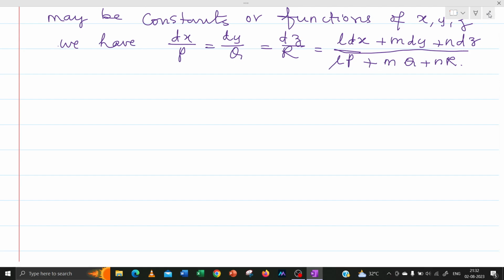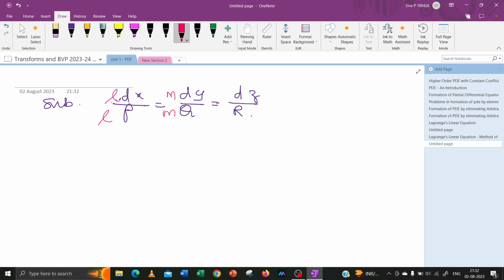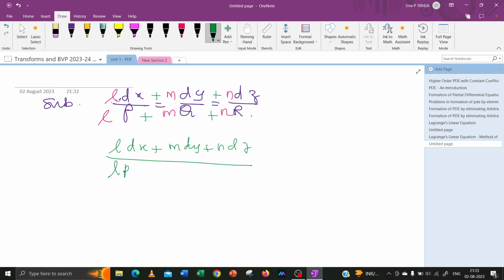So what are you doing here? Actually, we can see the calculation. The subsidiary equation is dx/P = dy/Q = dz/R. Here you are doing l/l, m/m, n/n. The next step is adding the numerators and adding the denominators. Then you get (l dx + m dy + n dz)/(lP + mQ + nR). This is the way you get this additional subsidiary equation. Take this as the fourth subsidiary equation.